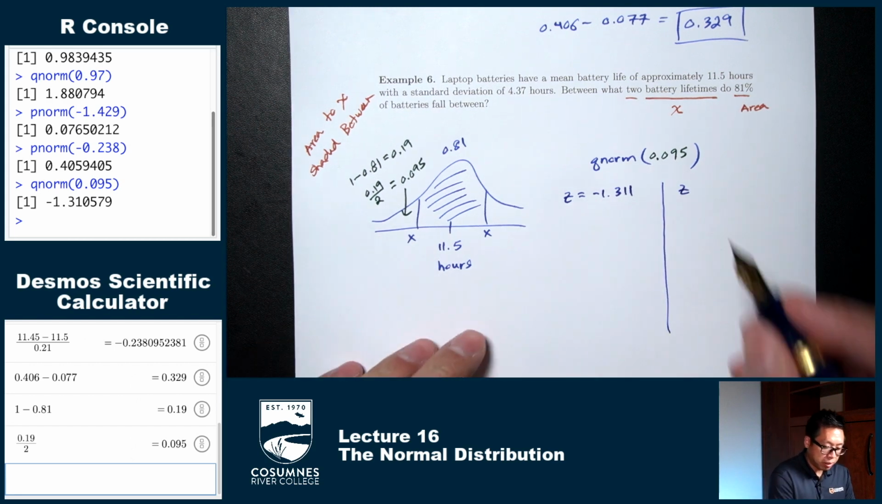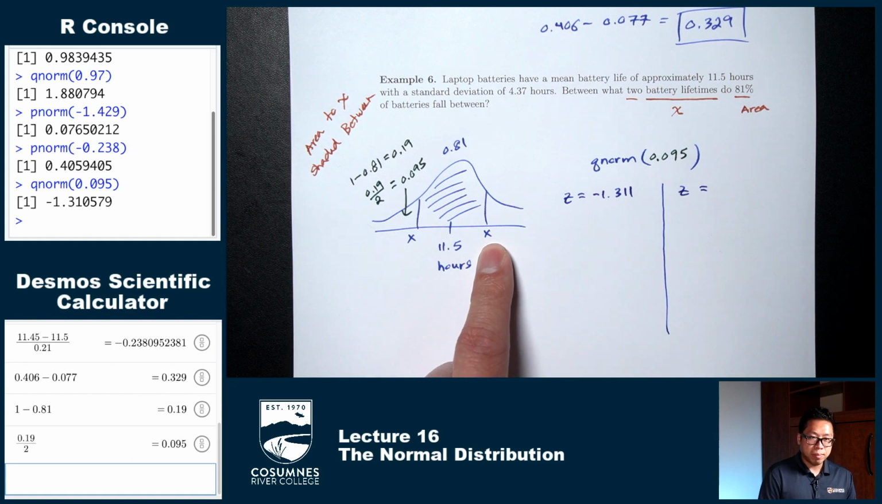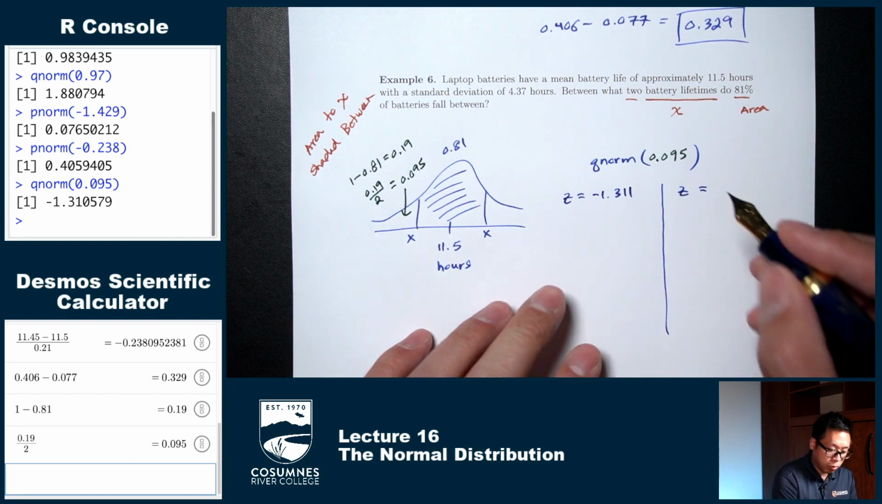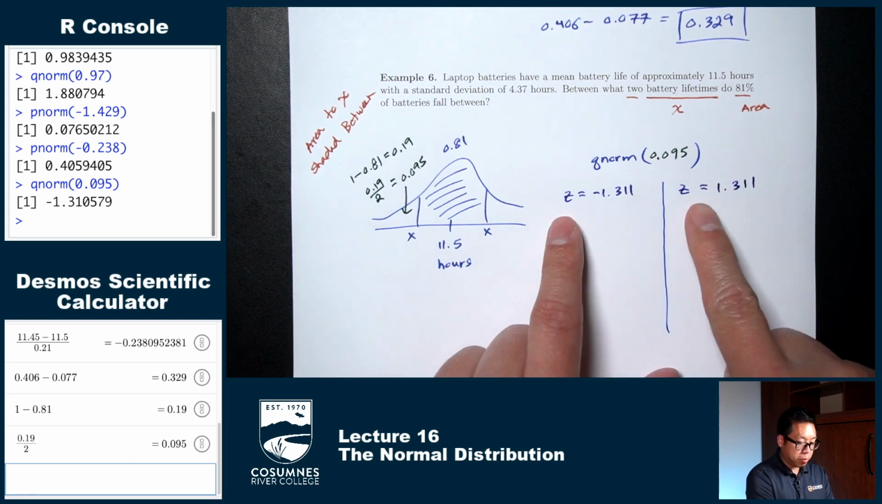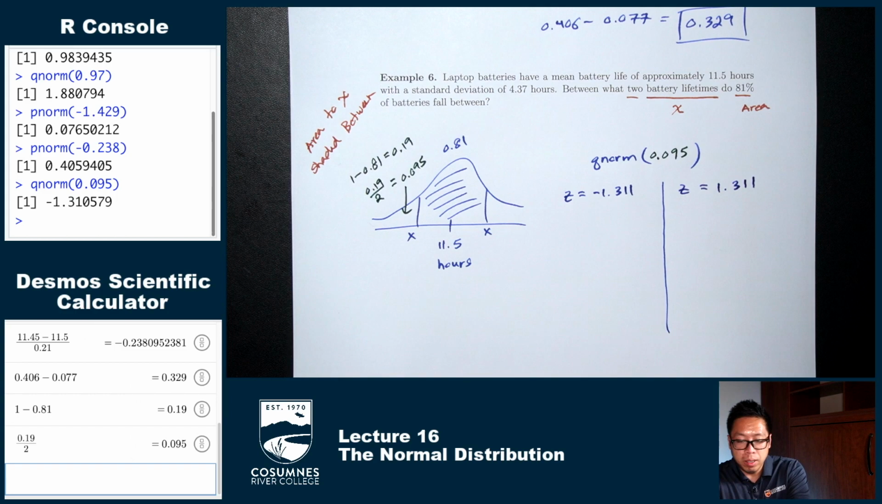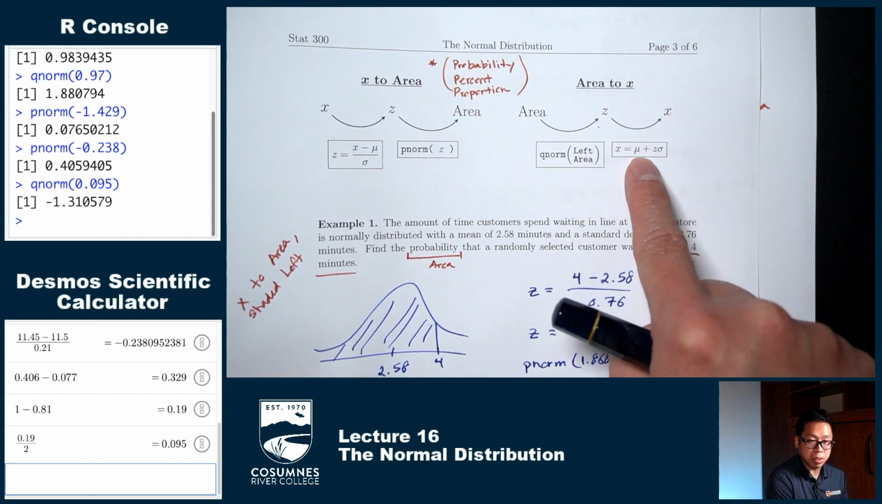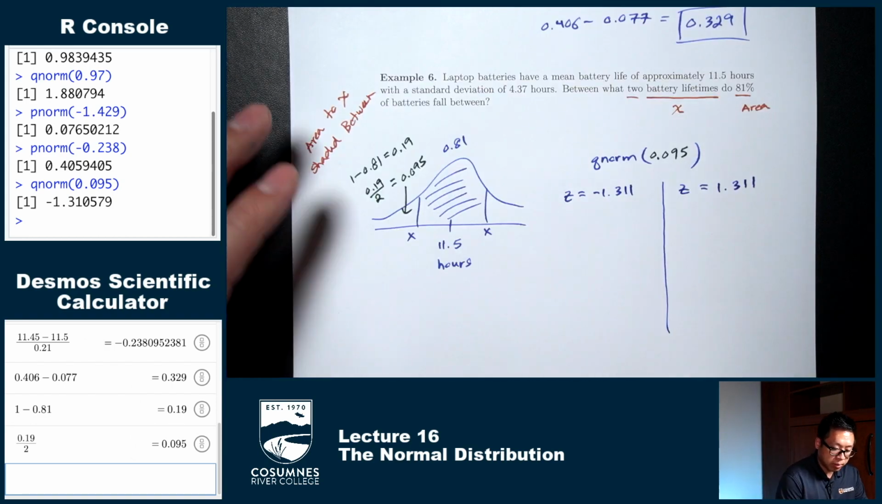What do you think the right one is? Because I need another z. The right one's going to be positive, so positive 1.311. Okay, so those are my two z's. Now last step, go from z to x by using this x formula. So we'll use the x formula for both of the z's.